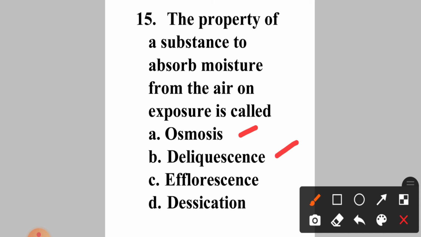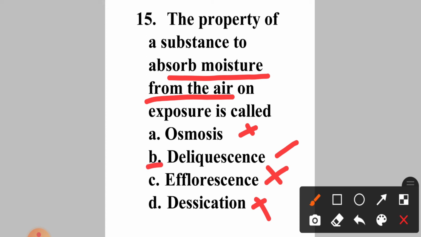Okay, and what is efflorescence? It is the spontaneous loss of water by a hydrated salt which occurs when an aqueous vapor pressure of the hydrate is greater than the partial pressure of the water vapor in the air. Okay, and last comes desiccation. It is the removal of moisture from a substance. Okay, so here it is asked the property of a substance to absorb moisture from the air on exposure. So answer will be option B, that is deliquescence.